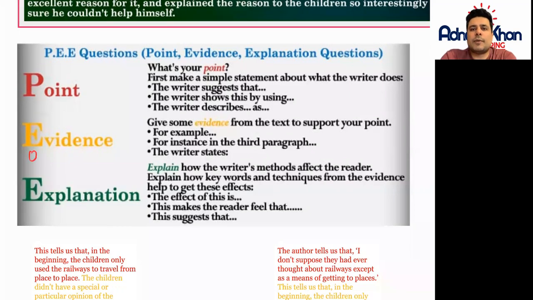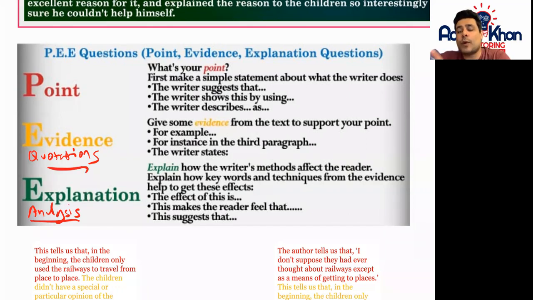So evidence could also be quotations, and explanation could also be the same as analysis. All right. So in your point, you first always have to make a point, because if there's a question, you've got to make that particular point so the examiner knows what you're referring to. So first make a simple statement about what the writer is doing or what is happening in the particular text. Some keywords that you can possibly use start with: the writer suggests that, the writer showed this by using such and such, and the writer describes this as, and so on.